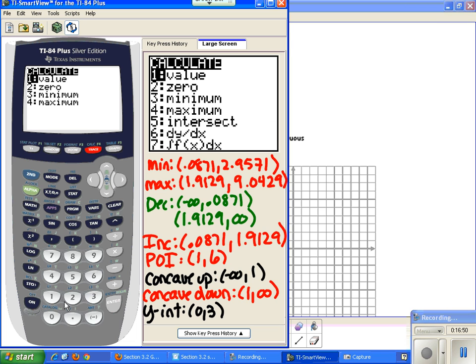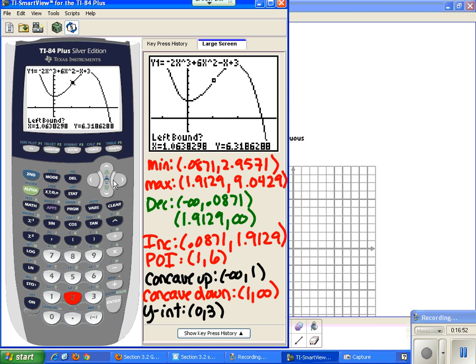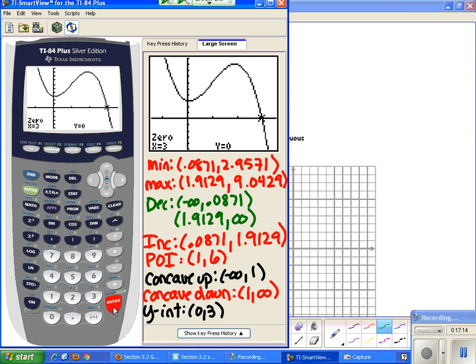So second trace, we're doing the zero, which is number 2. And something to the left of where the zero is would be above the x-axis. So I'm going to hit enter somewhere over here. And then if I go below the x-axis, that's somewhere to the right, bound, enter. And notice I get an x value of 3, so my x-intercept is x equals 3.